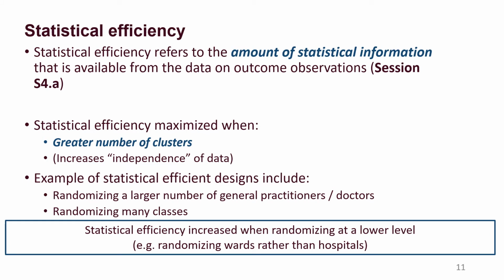Statistical efficiency refers to the amount of statistical information that is available from the data or the outcome observations. Statistical efficiency is often maximized when there are a greater number of clusters. This essentially increases the independence of the data. Some examples of statistically efficient designs include where we randomize a large number of general practitioners or doctors, or we randomize many classes. So it turns out that statistical efficiency is often increased when we randomize at the lower level, for example, we randomize wards rather than hospitals.